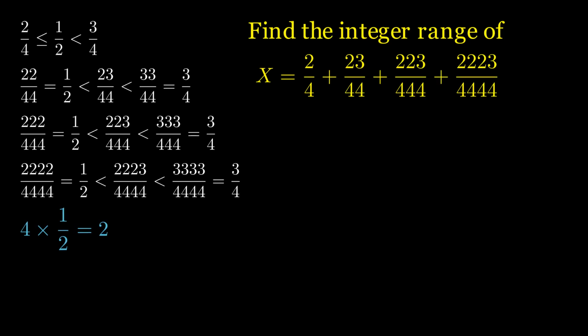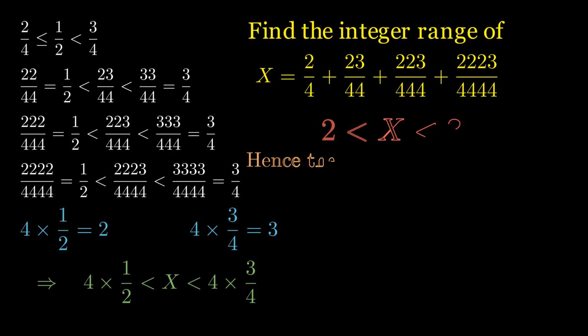Now, by adding the leftmost parts, we add 1/2 4 times to get 2. Similarly, adding the rightmost parts, 3/4 4 times gives 3. Therefore, combining these inequalities, we obtain 2 is less than x, which is less than 3. So x lies strictly between the integers 2 and 3. In particular, the integer part, or floor of x, is 2.